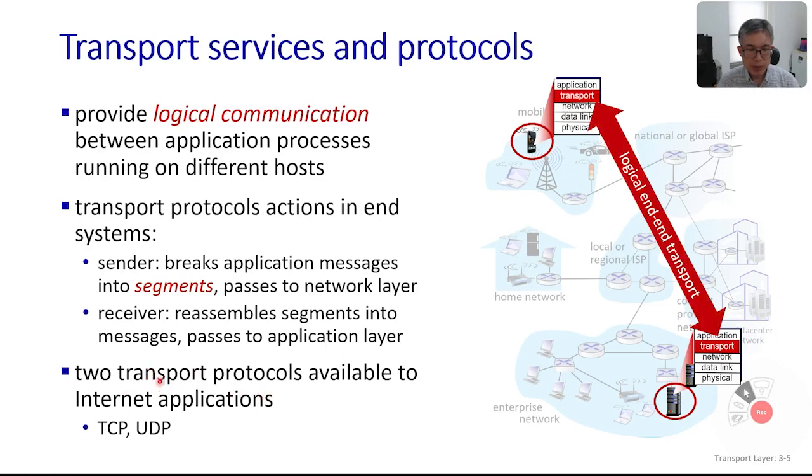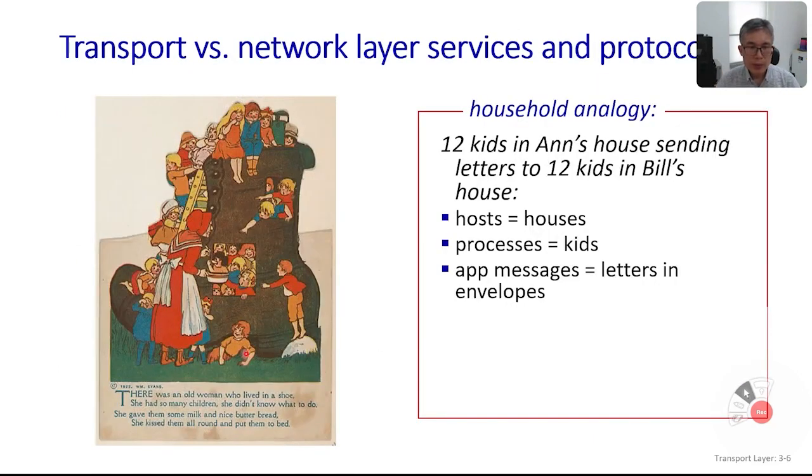So two major transport protocols are explained in this class, TCP and UDP. We have an analogy. You can see one old woman takes care of a lot of children. The house is for all the children. The house is specified by a home address, and each child is specified by a name. So a host is a house addressed by its home address, and a process is a child specified by a name. We can say the house is the IP address, the kids are port numbers, and each application message is like a letter in an envelope.